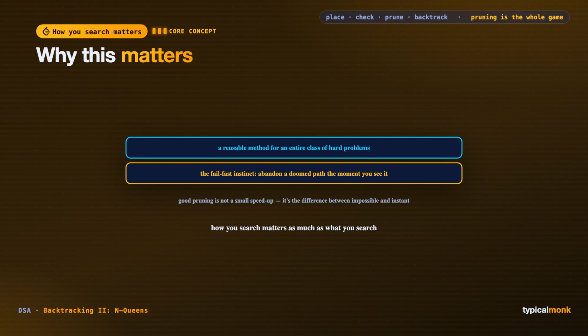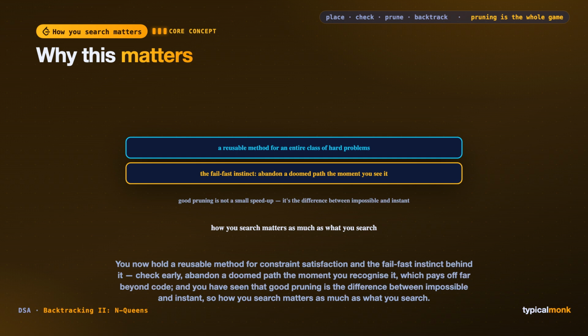And you have seen, concretely, that the difference between a naive brute force search and a well-pruned one is not a small speedup, but the difference between impossible and instant. That lesson, that how you search matters as much as what you search, sits at the core of computer science. Carry the N Queens pattern with you, and a whole category of problems that once looked unsolvable will look, instead, like a decision tree waiting to be pruned.